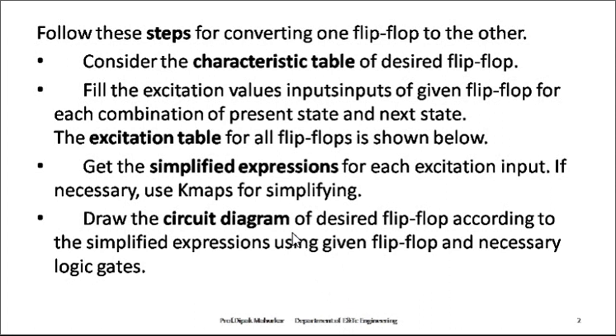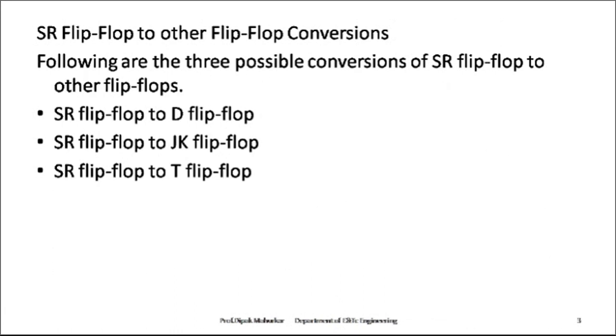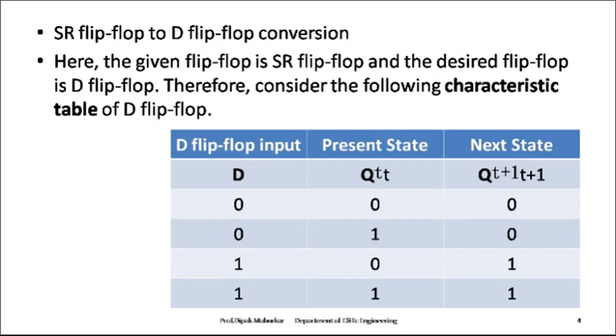We'll take one example, and then the steps will be clear. These are SR to D, SR to JK, SR to T; like this you can do it. Now see, this is an example of SR flip-flop to D type flip-flop conversion. Here the given flip-flop is SR and the desired flip-flop is D.